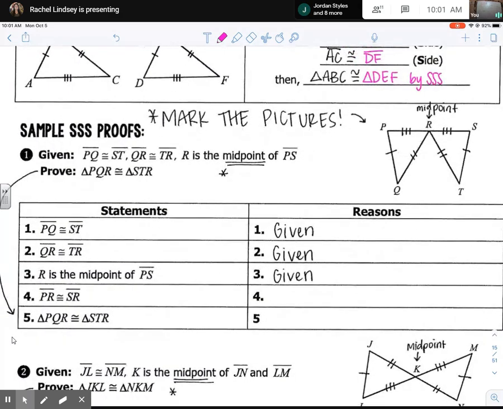So if I'm ever given a midpoint, one of my reasons is always going to be definition of midpoint. Over there on the board in the blue, I've written the reasons that you can possibly have on a proof. With sides, it's either going to be reflexive property or definition of midpoint. So if I have that PR is congruent to SR, how would I know that from what it told me? They share a midpoint. So we know that because of the definition of a midpoint.